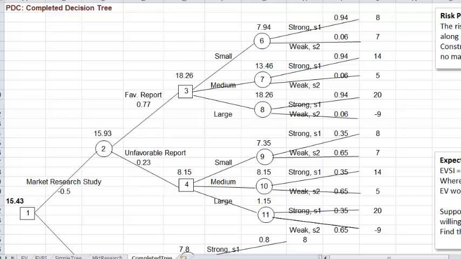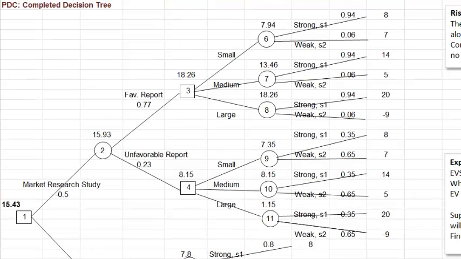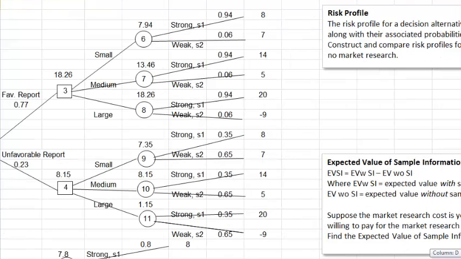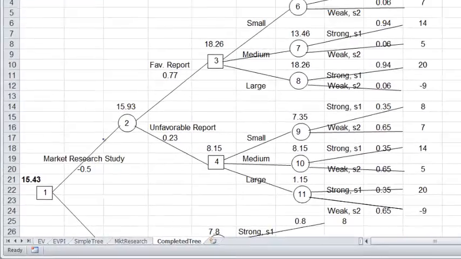Now that we're done with figuring out the optimal decision strategy, we'll now discuss a couple of important concepts. To do this, we are going to refer to this cleaner picture of the completed tree. The concepts we'll discuss, as shown here, are the risk profile and the expected value of sample information. Remember, the optimal decision strategy was like this.